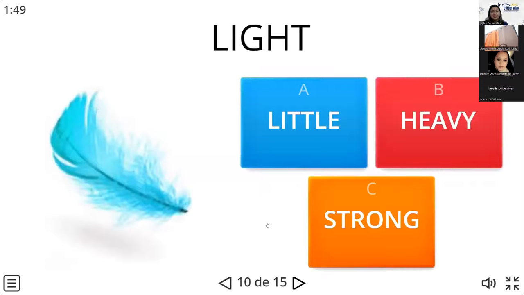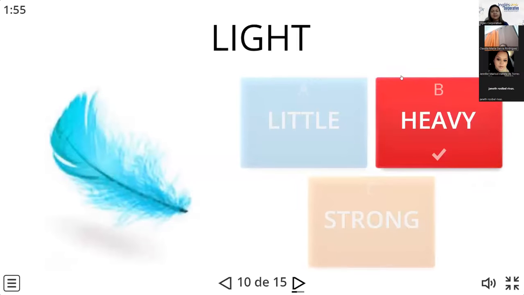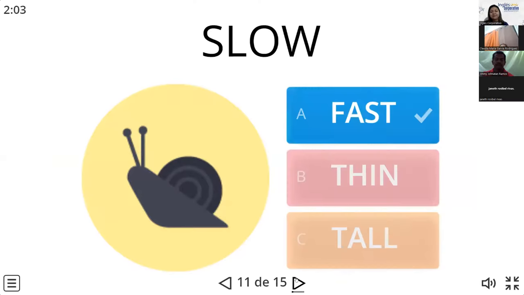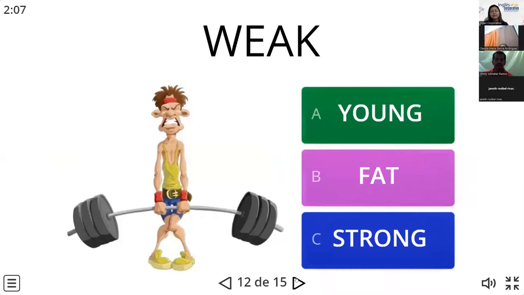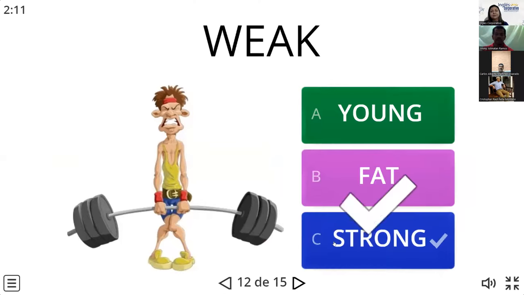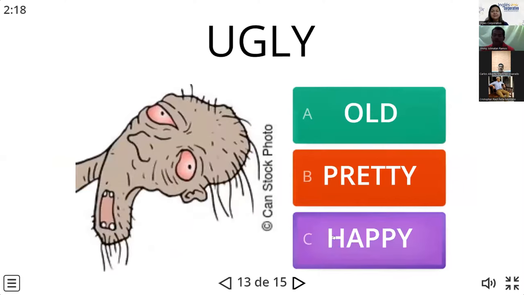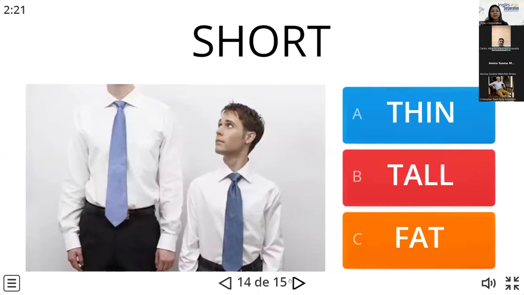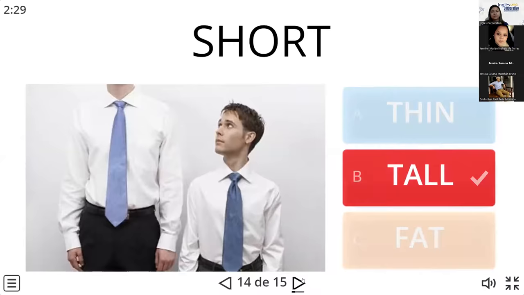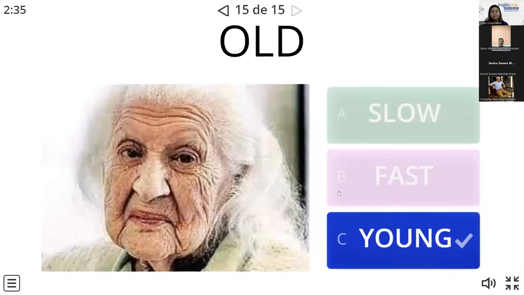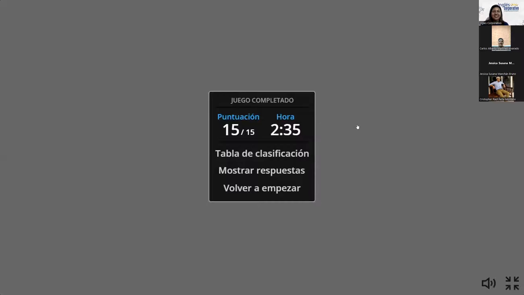Ugly. Light like a feather. Heavy, heavy like a rock. Slow like the snail. Fast, like the cheetah. Weak. Strong. You're right. Ugly. Pretty. Short. Tall. Old. Young. Exactly, young. And that's great. Excellent. Thank you.